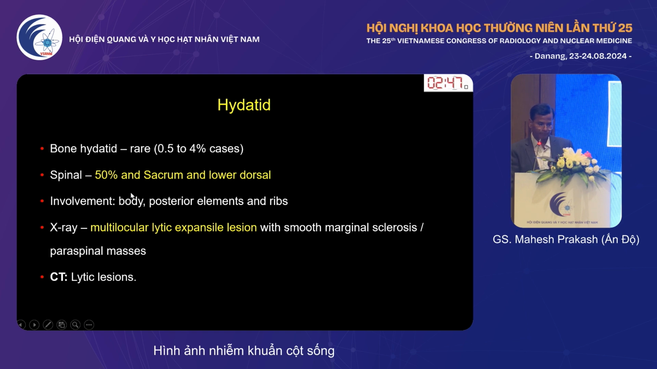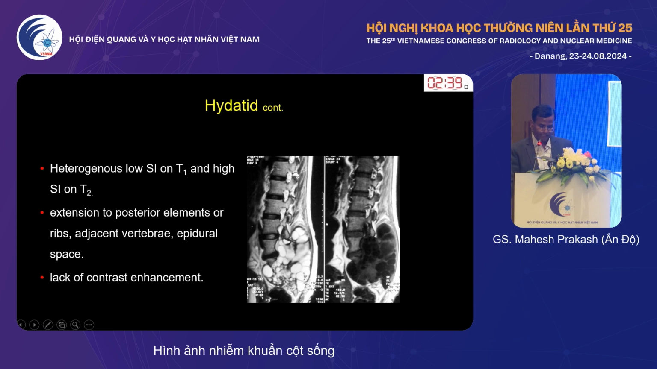Usually in the spine, 50% are found in the sacrum, and usually show multilocular cystic lesions. So see here, there is a multilobulated, multicystic lesion which is T2 hyperintense and T1 hypointense. Similar to hydatid disease anywhere in the body, they appear as T1 hypointense and T2 hyperintense, and they usually lack contrast enhancement. So these points you should remember: the T1 hypointensity, T2 hyperintensity, multiloculated lesions, and the lack of enhancement. If these features are there, then probably you are dealing with a hydatid cyst.